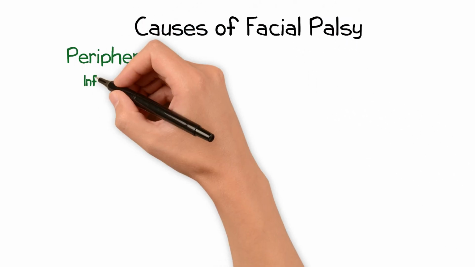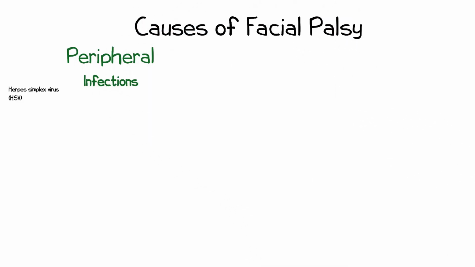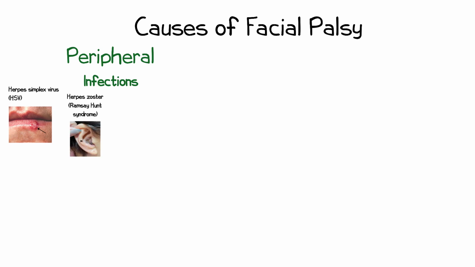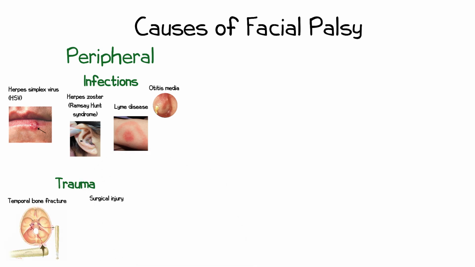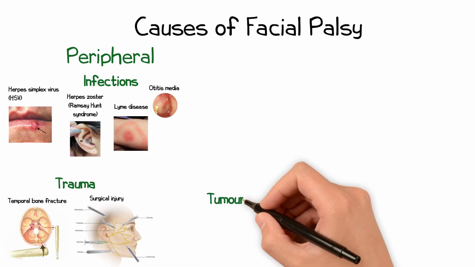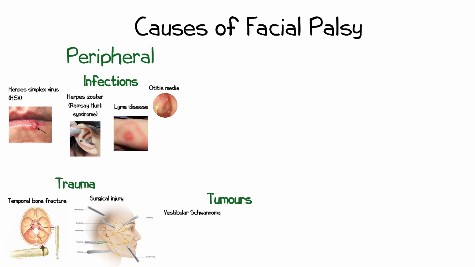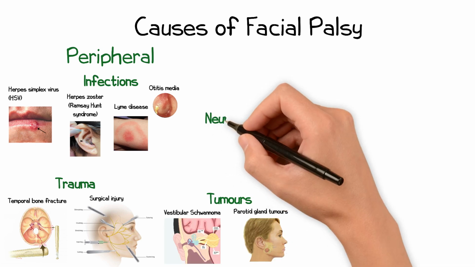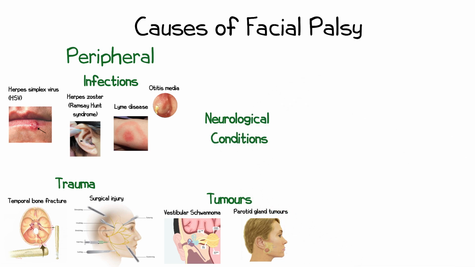Peripheral causes of facial palsy include infections, such as herpes simplex, herpes zoster, causing Ramsay-Hunt syndrome, Lyme disease, and otitis media. Trauma, including temporal bone fracture and surgical injury. Tumours, such as acoustic neuroma or vestibular schwannoma, and parotid gland tumours. Neurological conditions such as Guillain-Barré syndrome and sarcoidosis, causing Heerfordt syndrome.